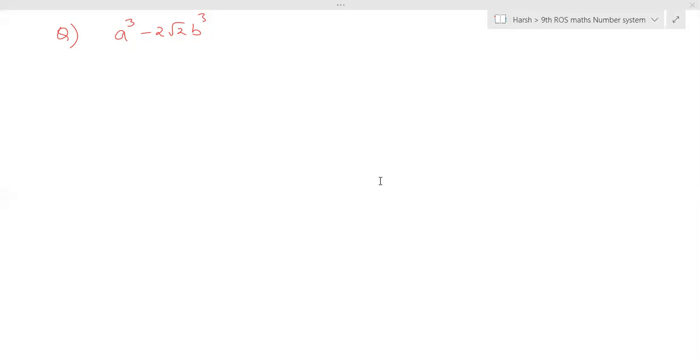Yes, Deepika, what's your answer? A minus 2 root 2b. A minus 2 root 2b. Achha. A square plus 2 root 2ab plus 8b square. Some mess-up you have done. Vaibhavi, a minus 2 under root 2b, a square plus 2a under root 2b minus 8b square.